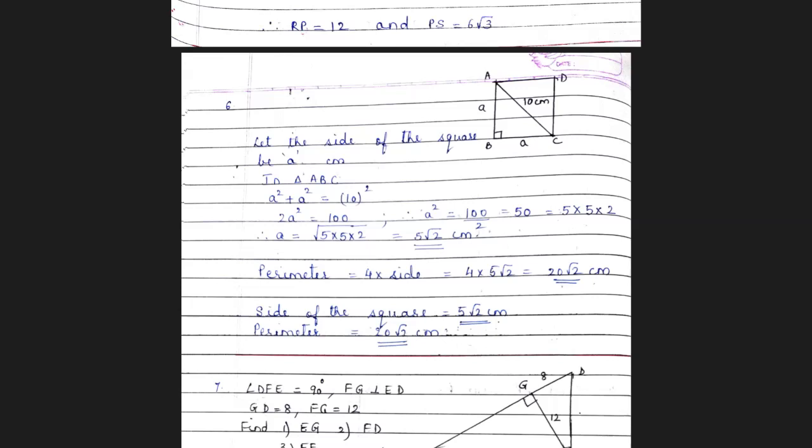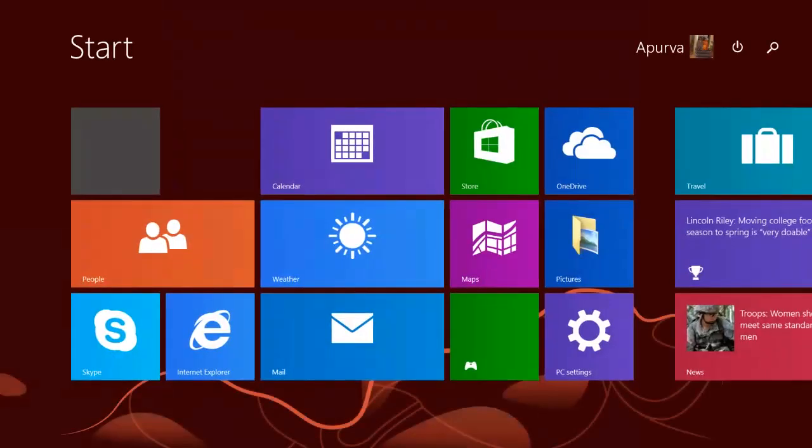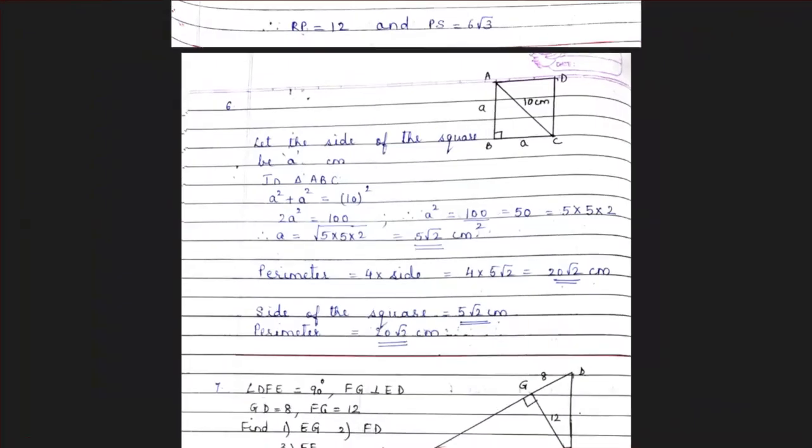Remember children, for all 3 mark questions, your final answer carries half a mark. So do remember to write down whatever is asked in your question once again at the end of your answer. Okay. Next we go to question number 7.